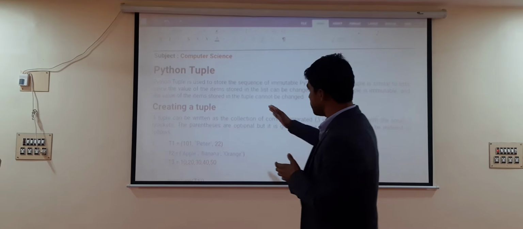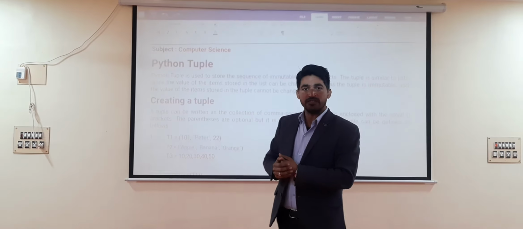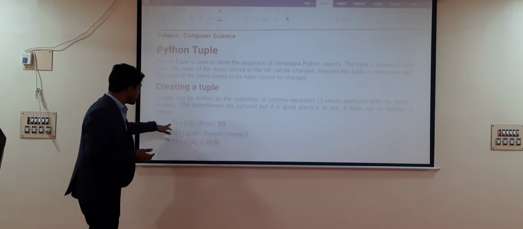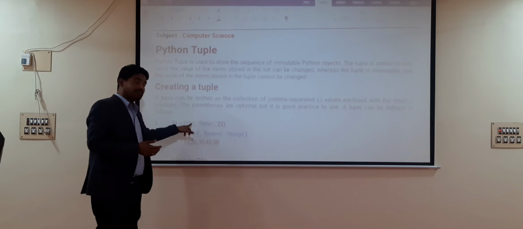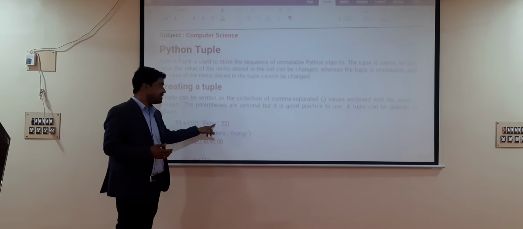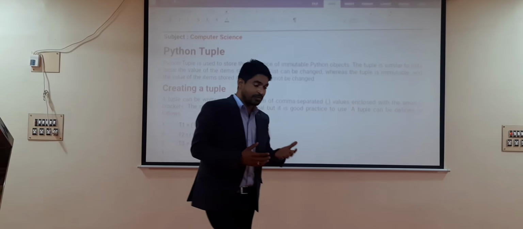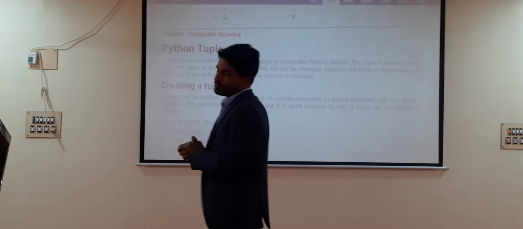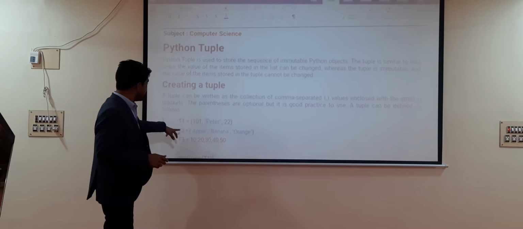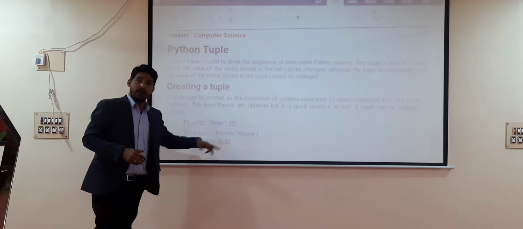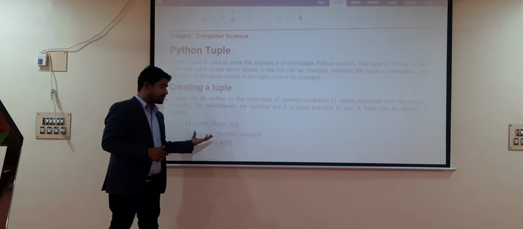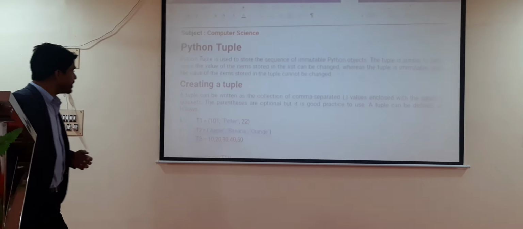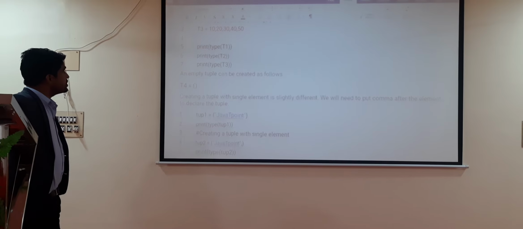First of all, creating a tuple. As we discussed the creation of a list, the same applies here for the creation of a tuple. So tuple t1 is equal to parenthesis 101, comma, Peter, comma, 22. That means this is also a data type that can store multiple values of different types, but the difference is that it is immutable. Here you can see that t2 is apple, banana, orange, which are elements of string type. t3 is 10, 20, 30, 40 and 50. So this is how we can declare a tuple. Then print t1, t2 and t3.